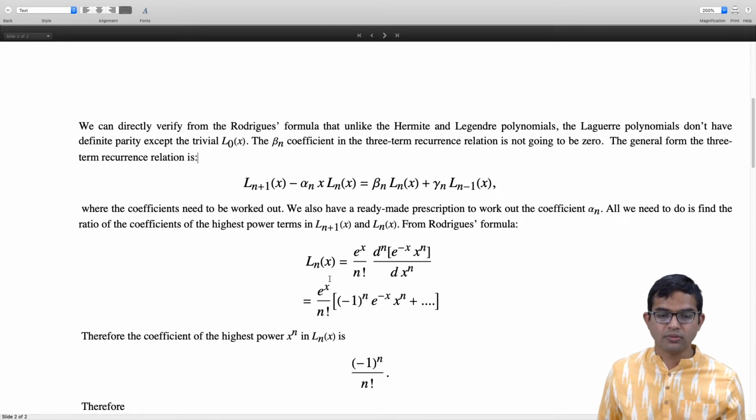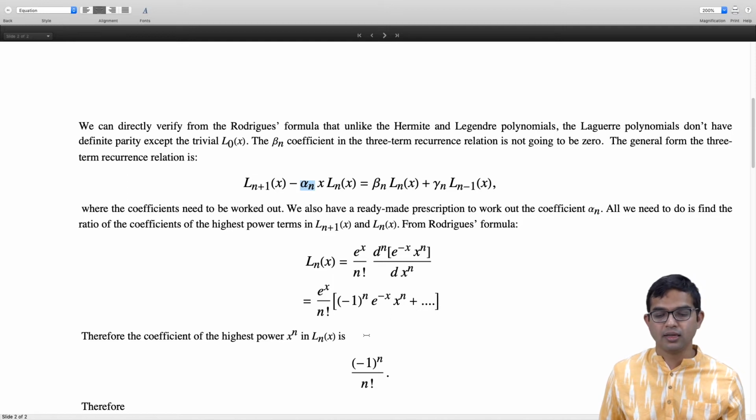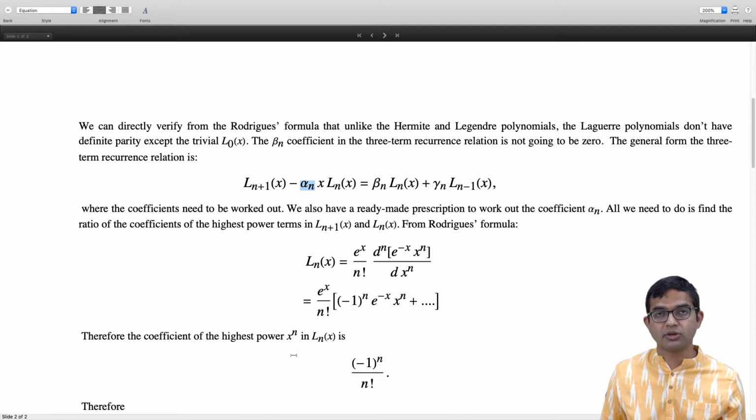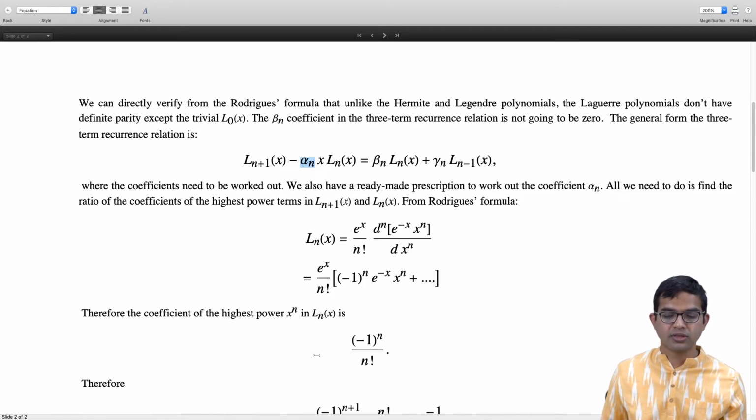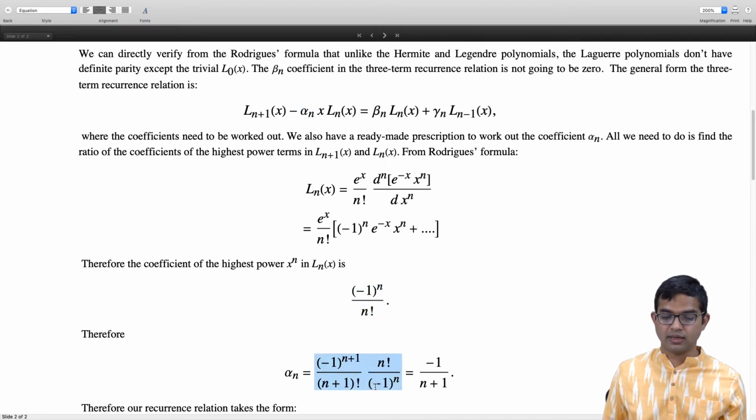Now, from a few lectures ago, you'll recall when we were discussing orthogonal polynomials from a general perspective, the way to get this coefficient alpha n is to take the coefficient of the highest order term in L_{n+1} of x and then divide it by the corresponding highest order coefficient in L_n of x. So which we are ready to do. So alpha n is simply minus 1 to the n plus 1 divided by n plus 1 factorial, divided by minus 1 to the n divided by n factorial, which we can write in this manner.